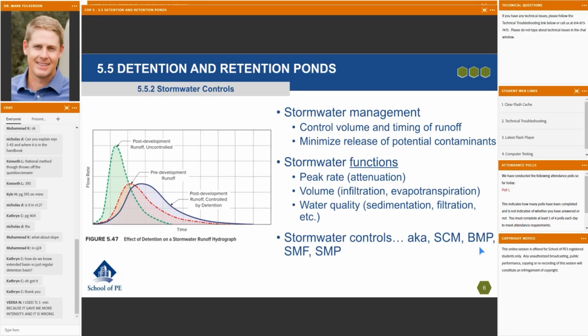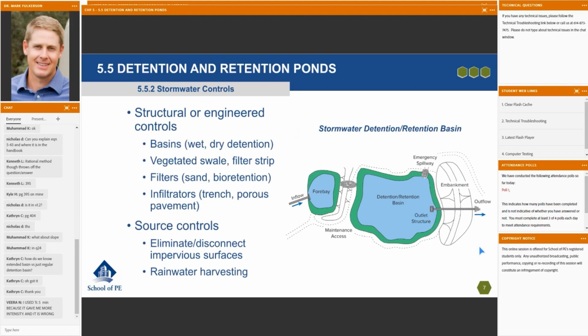Let's look at some of the types of stormwater controls. So, like I'm saying, the main type that we're going to see are going to be detention basins. This is like a pond that we dig on our site.